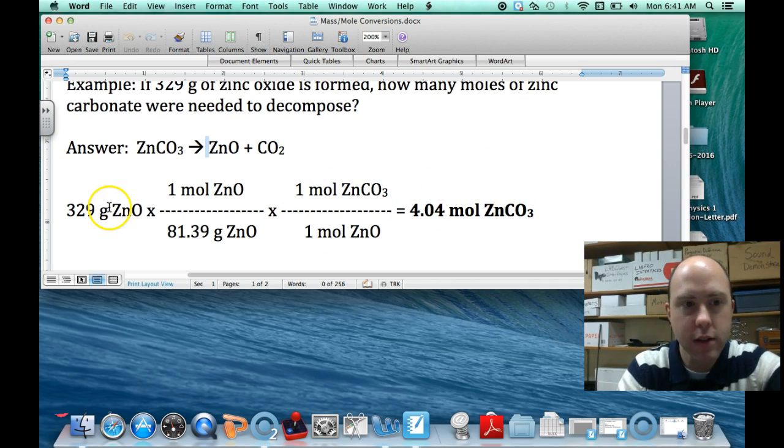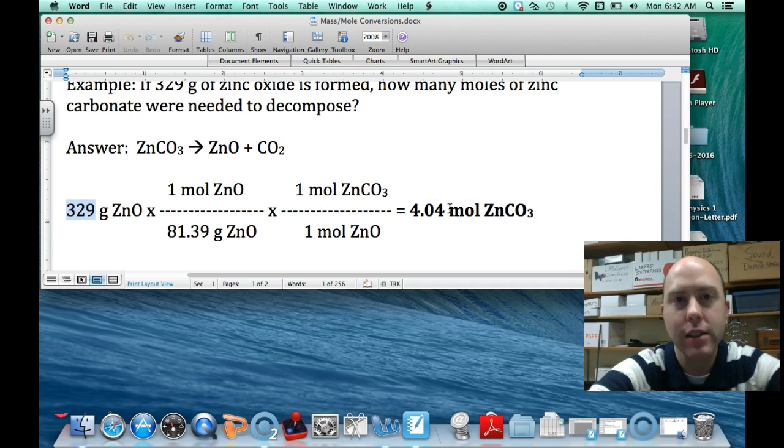3 sig figs, because if you notice, there are 3 sig figs here, 4 sig figs here. The rest of these are constants, they don't count, and so the fewest number of sig figs is 3, so there's 3 there. So again, this is going from mass to moles.